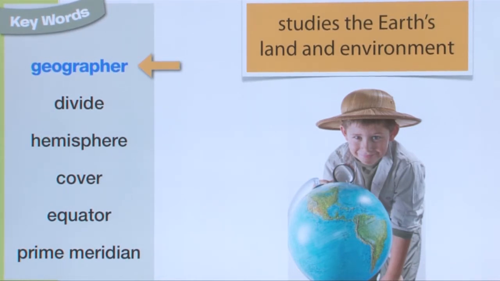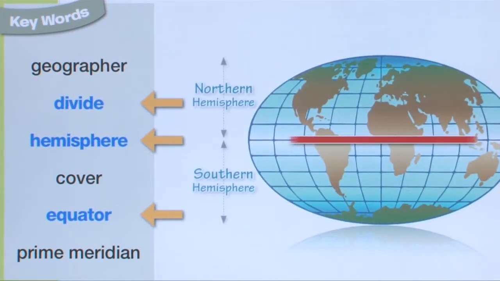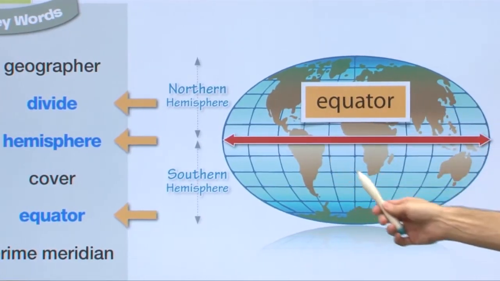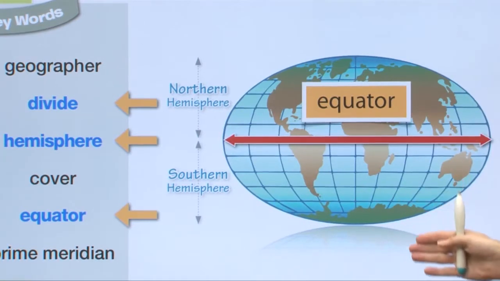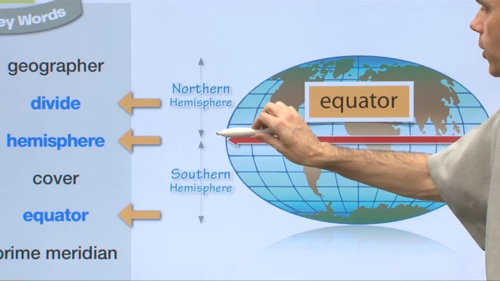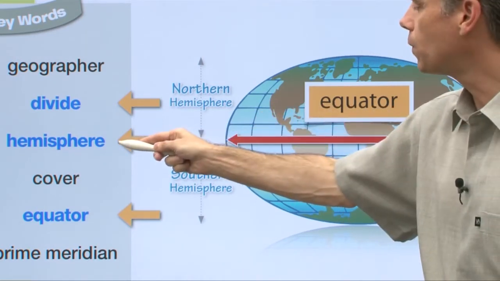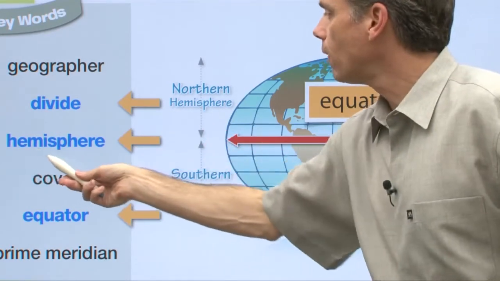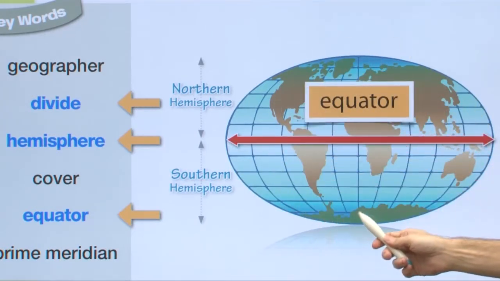Now, what does a geographer do? Well, a geographer wants to divide. Here's a map of the earth, okay? Now, a geographer likes to divide, which means cut or split. And here is a special line. Geographers divide the earth into hemispheres. Hemisphere means a half of something. Half of a sphere. Well, the earth is a sphere, like a ball.